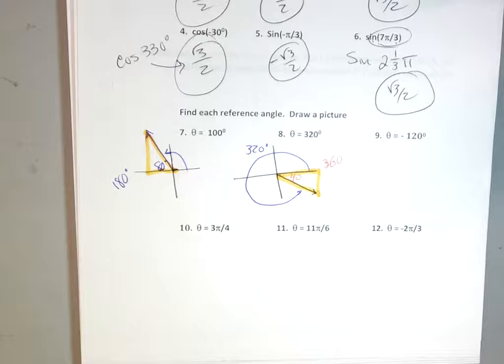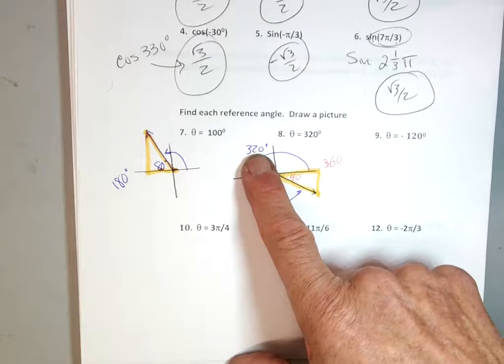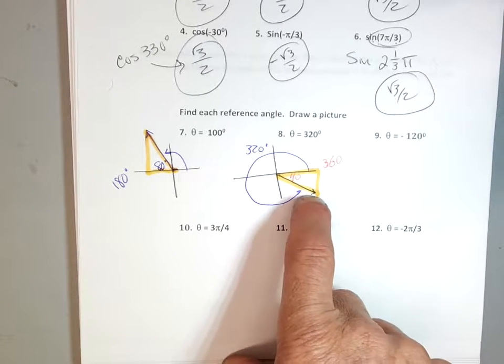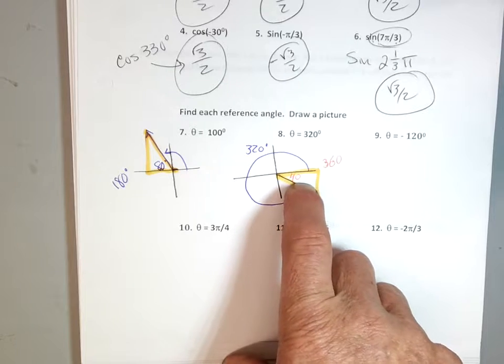And the reason we need that is because you won't do trig with a 320 degree angle. Even though your calculator does, it's really not doing it with 320 degrees, it's really doing right triangle trig with the 40. That's why the reference angle is important.